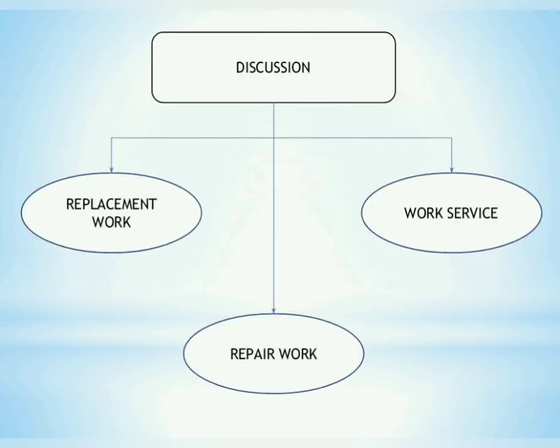The next slide explains the discussion of this report. In the discussion, three main components are explained. First is replacement work, second is work service, and third is repair work. Generally, three types of maintenance works are involved in a UTM healthcare center: normal work, urgent work, and emergency work. Ordinary work is taken within less than 1 week, while emergency work must be acted on in 1 to 2 days.